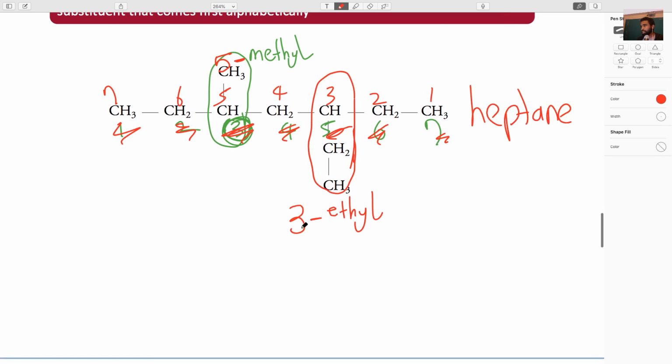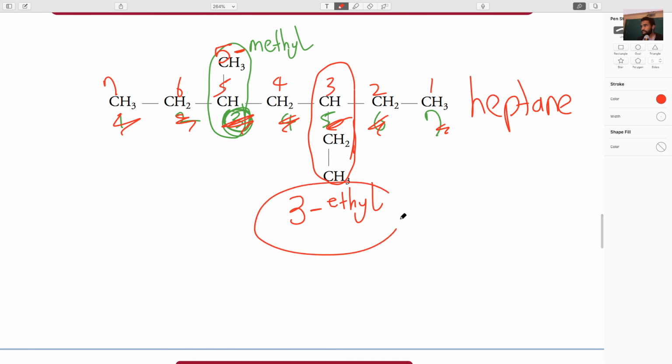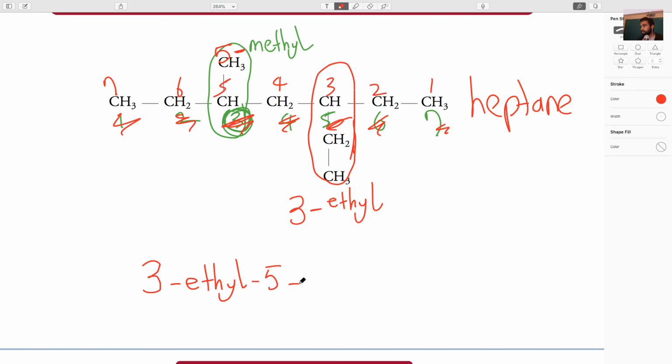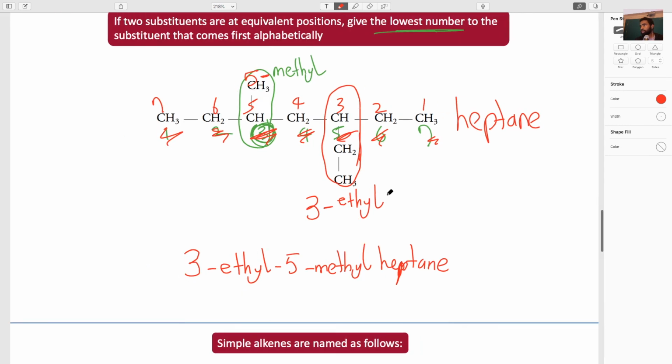We need to arrange it in alphabetical order as always. The ethyls will come before the methyls because E comes before M. So we say 3-ethyl-5-methylheptane. Okay? And I think that is as difficult as they will ask you for the alkanes.